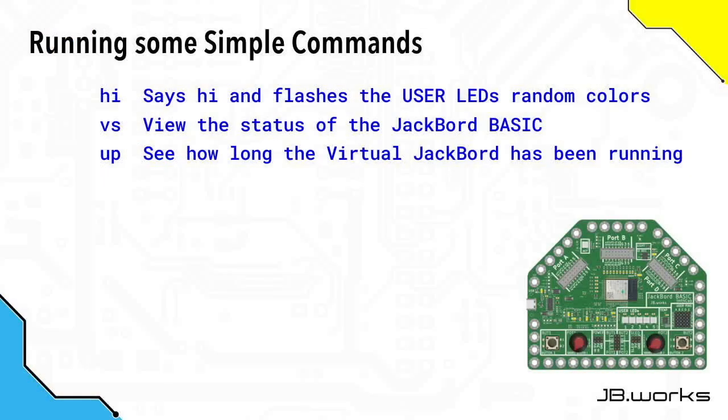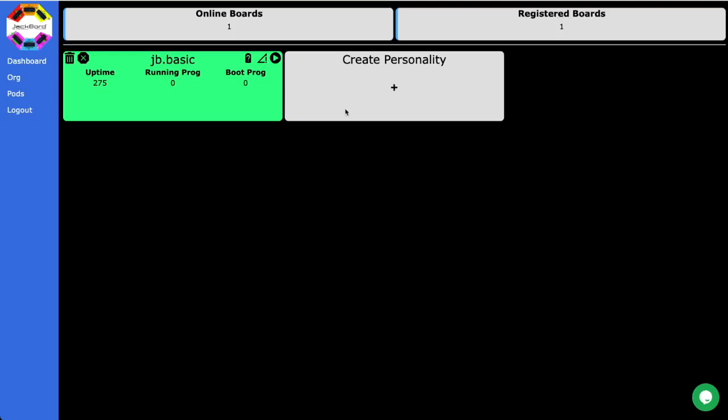Now we're going to try running some simple commands on the command line so you can get used to it. The hi command says hi and basically flashes the user LEDs on the JackBord BASIC random colors. The VS or view status command shows you the status of the JackBord BASIC. And finally the up command tells you how long the virtual JackBord has been running. Right, now we're going to run some of these example commands.